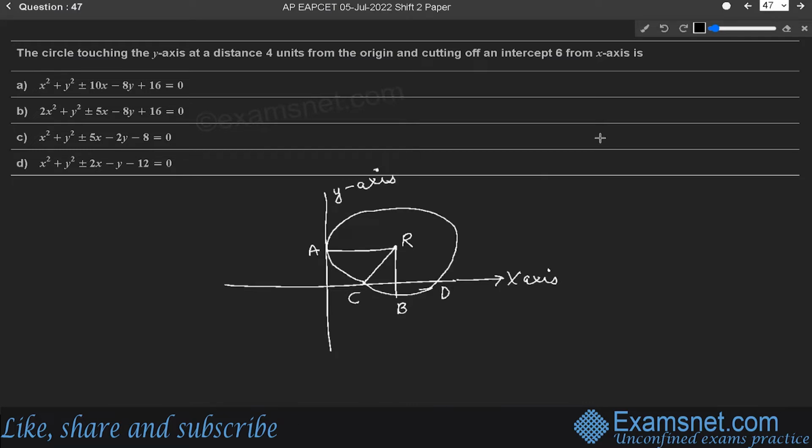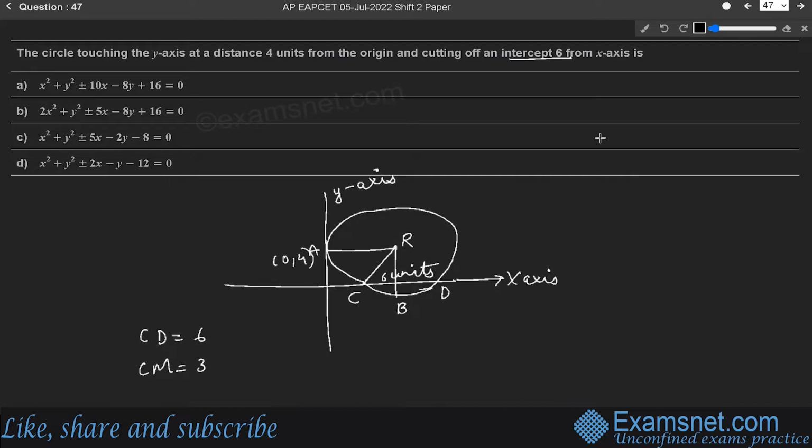We know that here the distance is 6 units because it is given in the question that it is cutting off an intercept of 6. Now, considering this diagram, the circle touches y-axis at 0, 4. So, this point will be 0, 4. So, the center will lie on y is equal to 4. Therefore, y coordinate of the circle will be 4. Now, we know that CD will be 6 units. Therefore, CM will be 3.